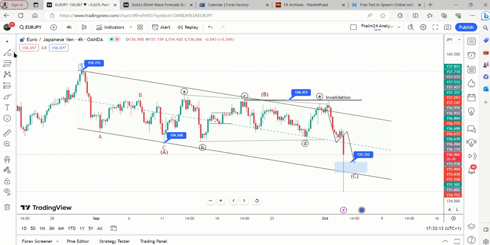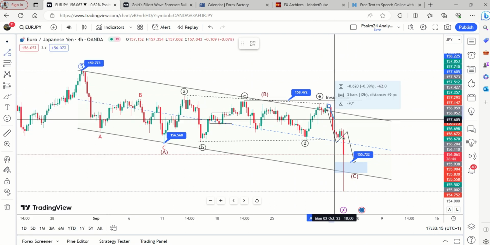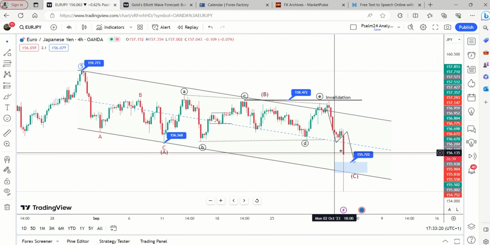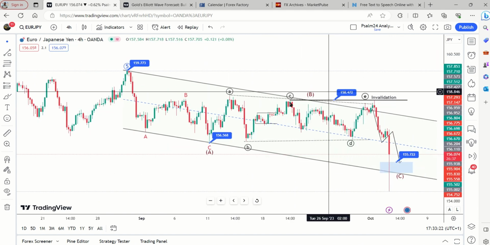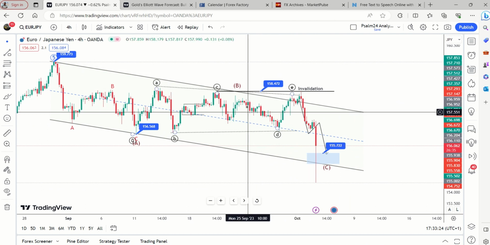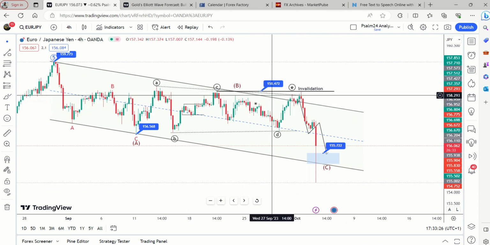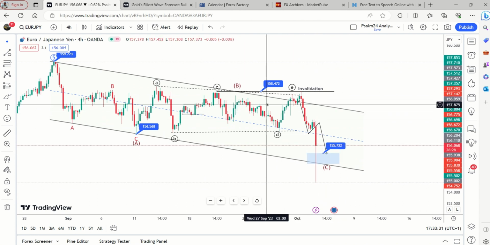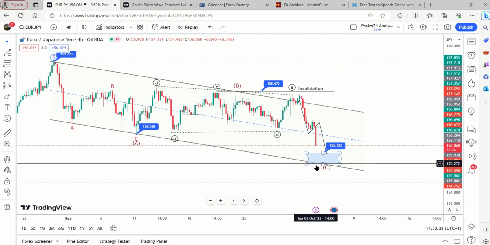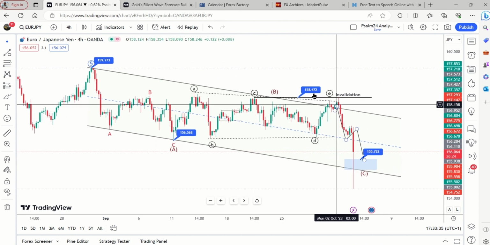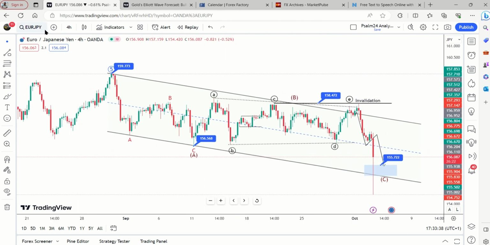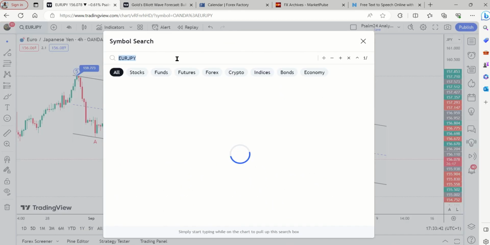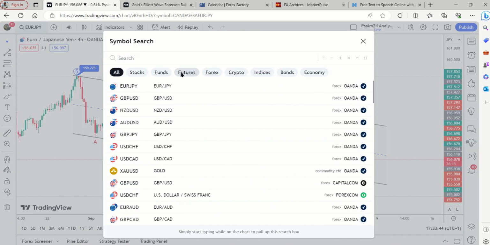This gave us a whopping 260 pips. This analysis was updated, I think, on Tuesday or Monday, and look at how many days we had this move. So this is also a win for us. So we have 4/4. Let's look at our analysis that did not play out.